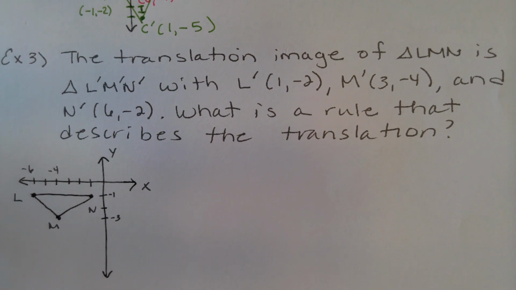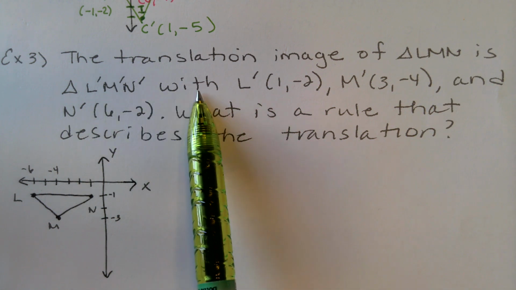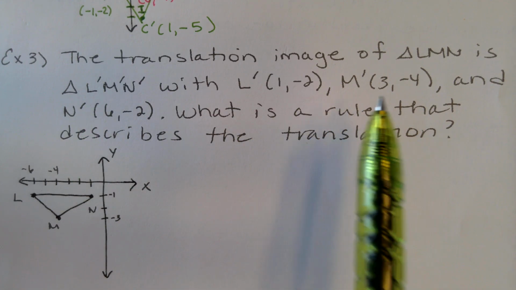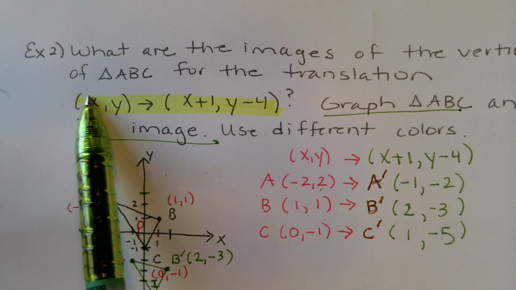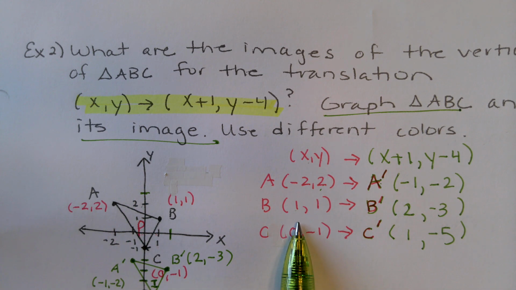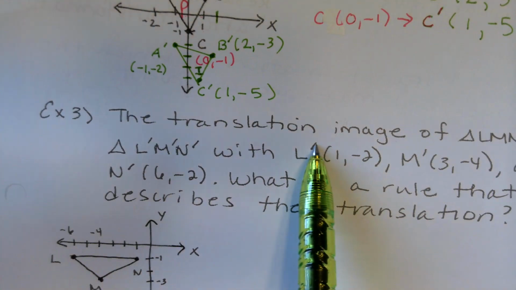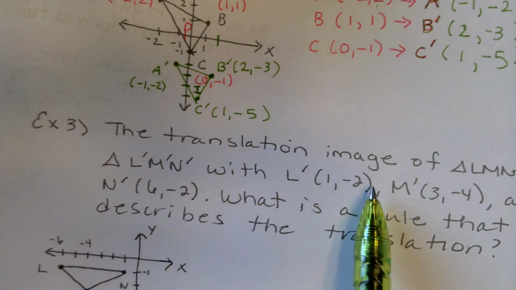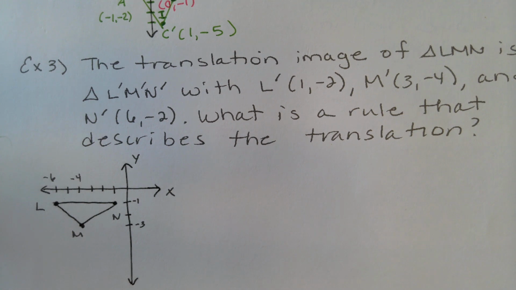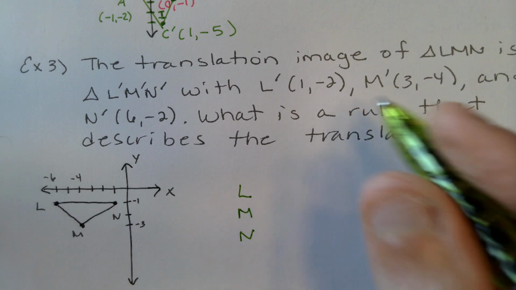A translation of triangle LMN is triangle L prime, M prime, N prime, with L being these coordinates. What is the rule that describes it? Oh, okay, so we're trying to get this now. So they're giving us this on the graph. We can get those, and they're also giving us the second part right here. So let's organize this. Okay, we will have our L, our M, and our N. And let's get those coordinates.